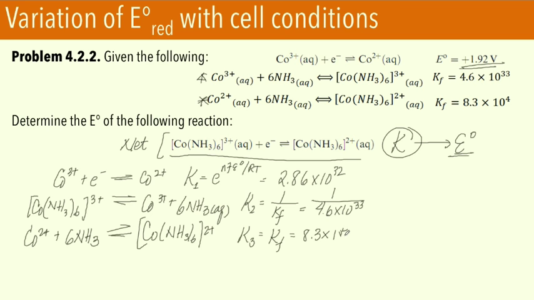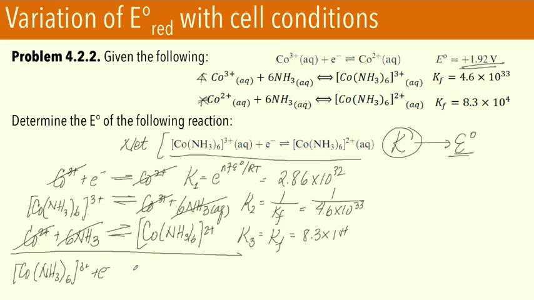So upon adding all these equations, we could see that, okay, so first here we see our cobalt 3 canceling out. Okay, so here we have our cobalt 2 canceling out, and we also have our 6 ammonia canceling out. Okay, so our net reaction is, as expected, our hexaamine cobalt 3 plus one electron, yielding our hexaamine cobalt 2. Okay, so that is the desired reaction as written over here. Okay, so the equilibrium constant for this is just K1 times K2 times K3. And if we calculate this, this is just equal to 5161. Okay, so we want to convert this to a standard reduction potential, right?